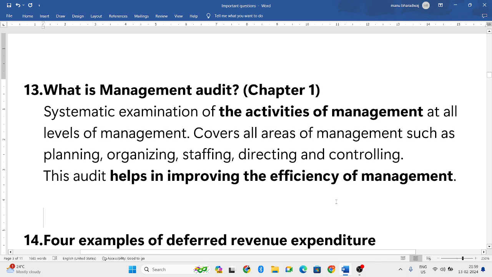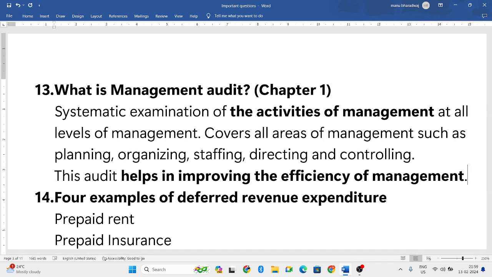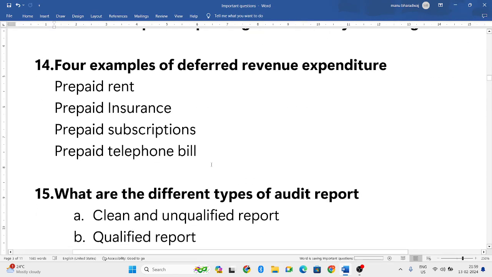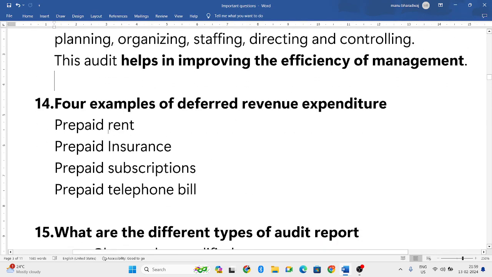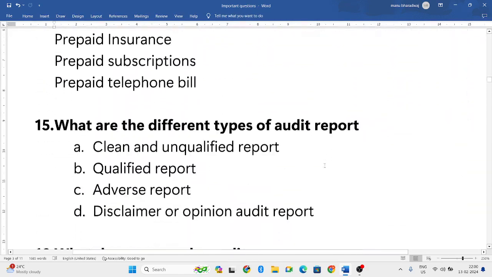Next, four examples for deferred revenue expenditure. It is something advance you have given, that is prepaid rent, prepaid insurance, prepaid subscription, prepaid telephone bill.